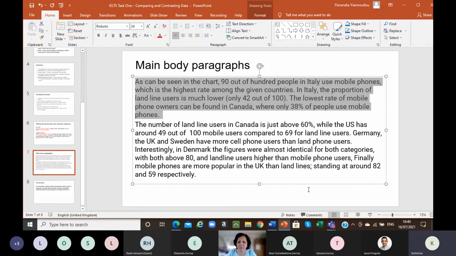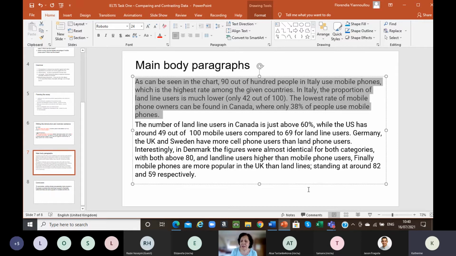So this whole paragraph I have to read. Yeah. As can be seen in the chart, 90 out of 100 people in Italy use mobile phones, which is the highest rate among the given countries. In Italy, the proportion of landline users is much lower, only 42 out of 100. The lowest rate of mobile phone owners can be found in Canada, where only 38% of people use mobile phones.